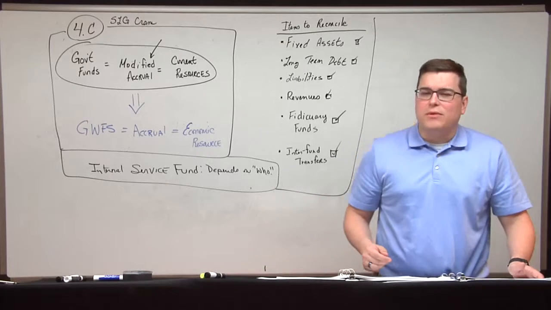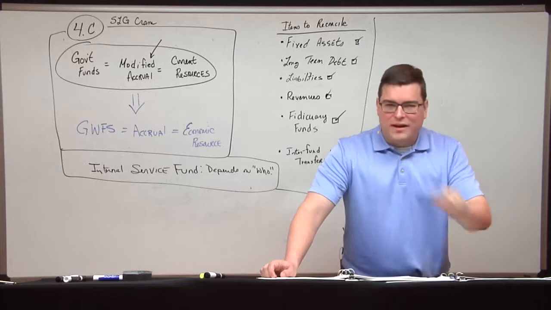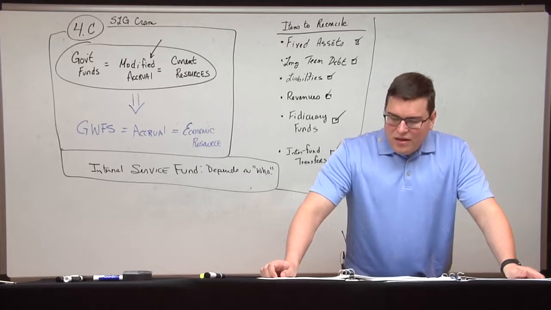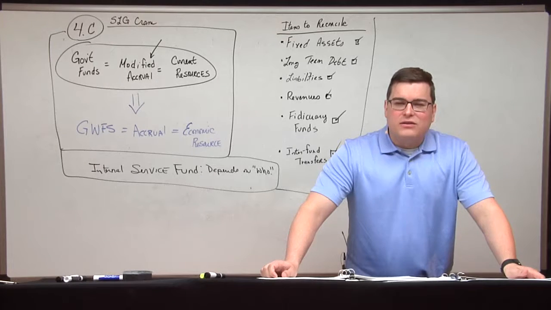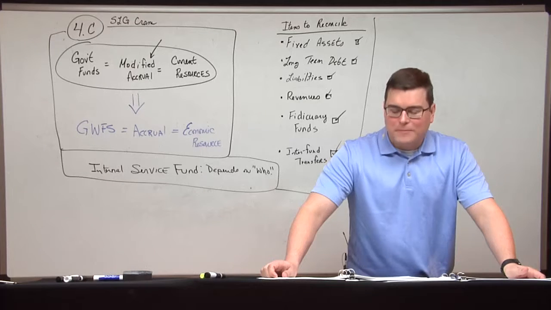If you have to pick a place to memorize something, you need to go to 4C-6. And I apologize for my cough. These are common accounting entries that convert the modified accrual items over to the accrual basis of accounting.